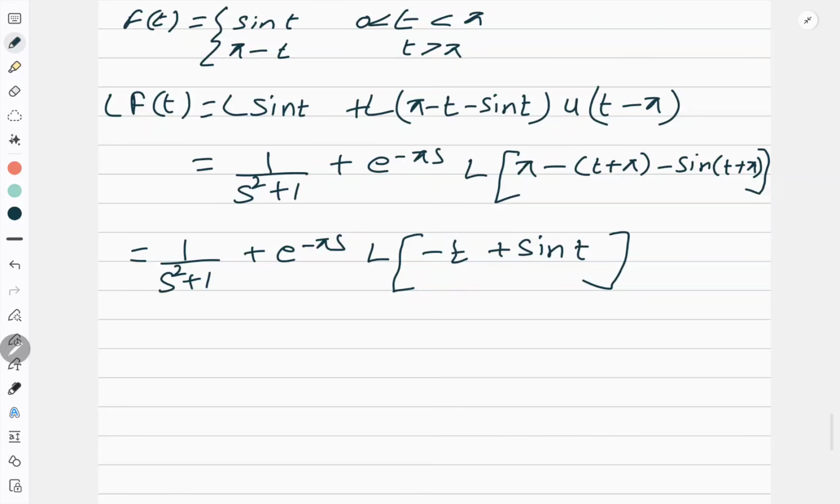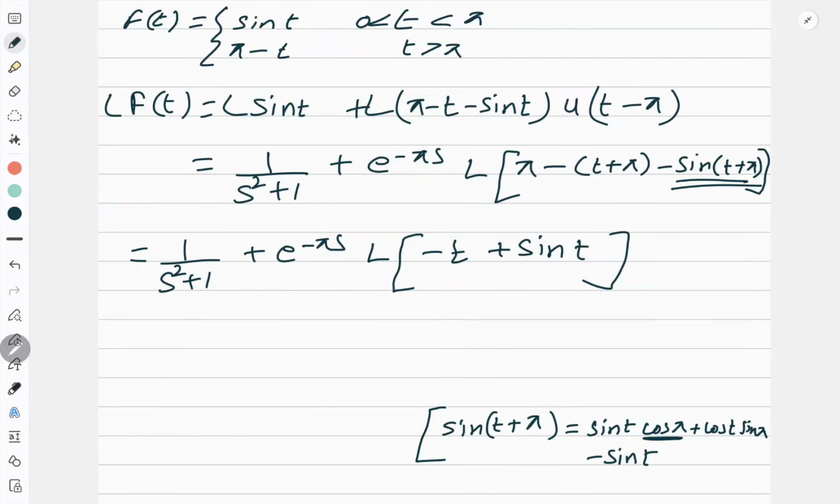Okay. See, in case you get confused by the quadrant system, what is another trick? I have taught you in another video also: sine t plus pi, if you are confused, what is the value? Apply the formula of sine a plus b. So sine a cos b plus cos a sine b. Now cos pi is minus 1 and sine pi is 0. So this term will go. So minus sine t. So in case you forget the quadrant system, you should remember the formula.